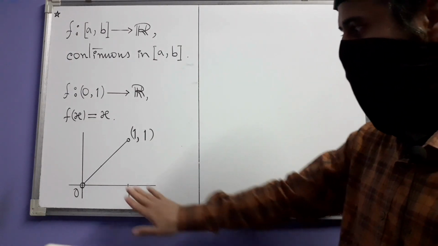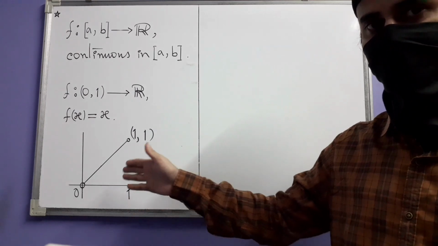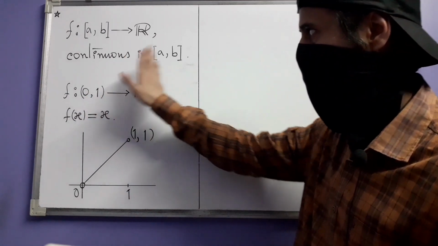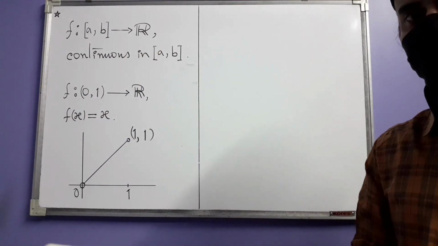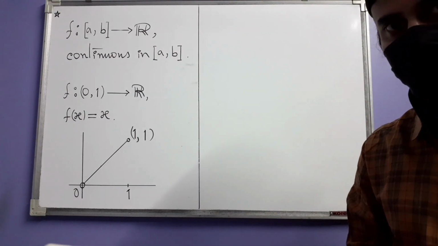So in spite of being continuous, the function fails to have a maximum or minimum in this interval simply because it's not of this type. So that can happen. That is why closedness of the interval is important.